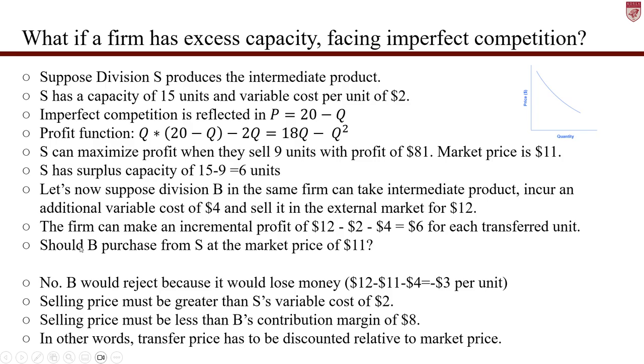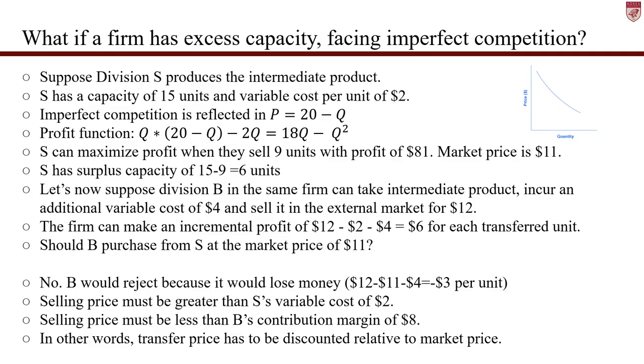But how about division B's perspective? Are they going to purchase from S at the market price of $11? Well, no is the answer. Why? Let's look at from B's perspective. When they sell off at $12, they're gonna purchase that intermediate good from the division S at $11, which is the external market price. And further, they're gonna incur the variable cost of $4, reaching minus $3 per unit, right? So it's a loss for division B. So there is no reason for division B to take up this transaction.